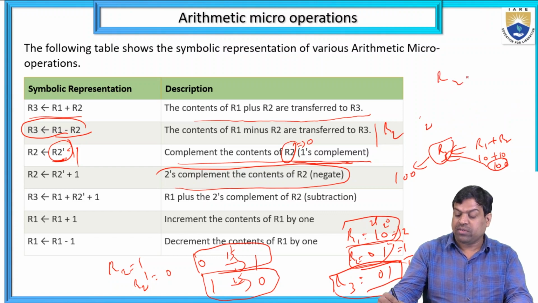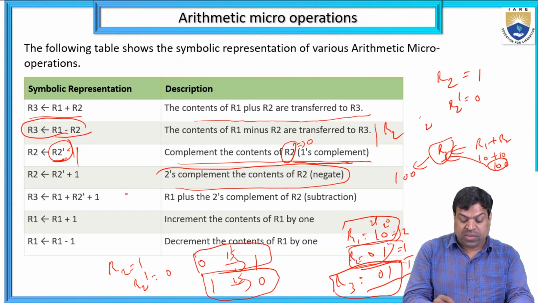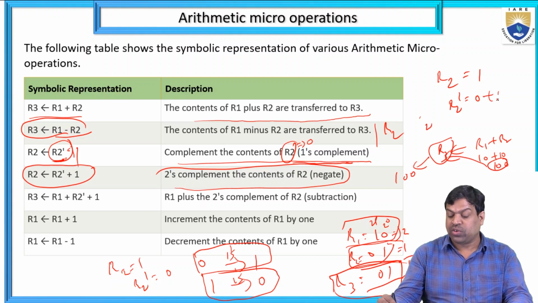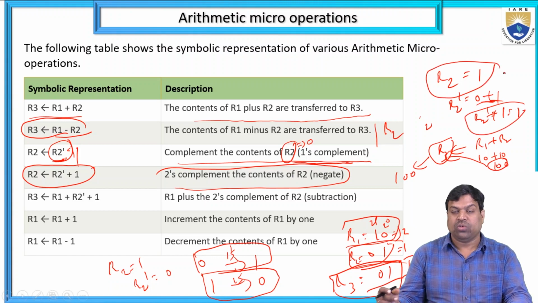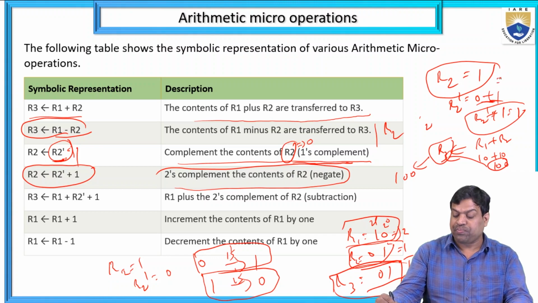Suppose here I am taking R2 equal to 1. What is the value of R2 bar? 0. So I am asking here R2 bar plus 1, which means the 1's complement added with 1. So R2 bar equal to 0 plus 1, 1. So what is the 2's complement of R2? R2 bar plus 1 equals 1. So R2 equal to 1, the 2's complement of R2 also equals 1. So input R2 equal to 1, the 2's complement of R2 is also 1.